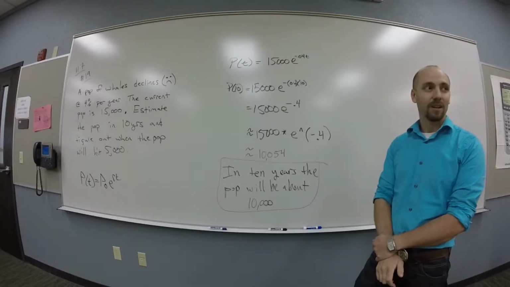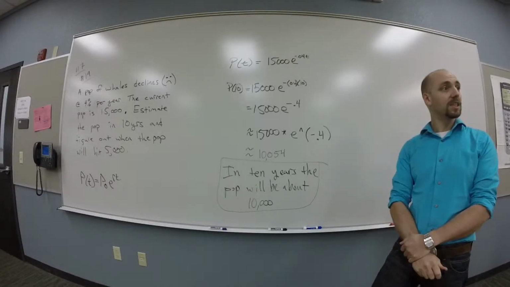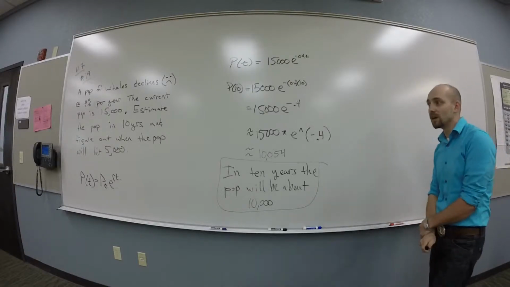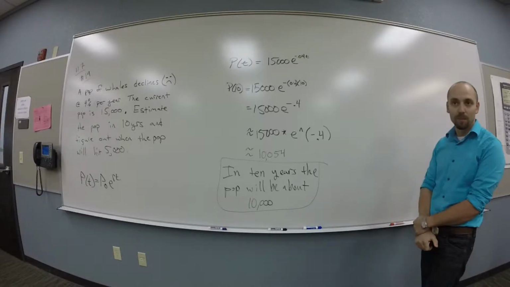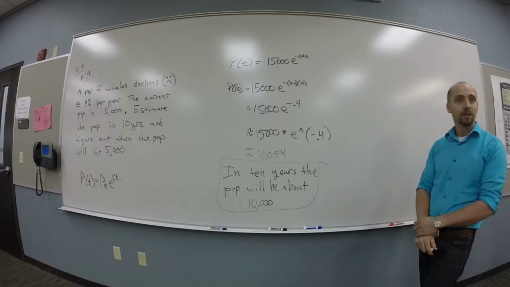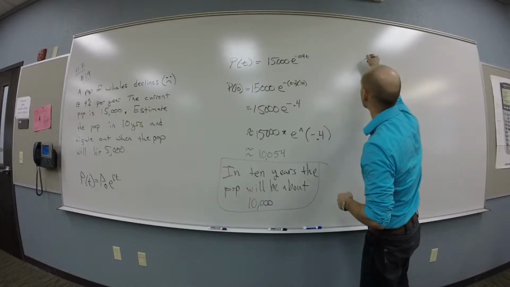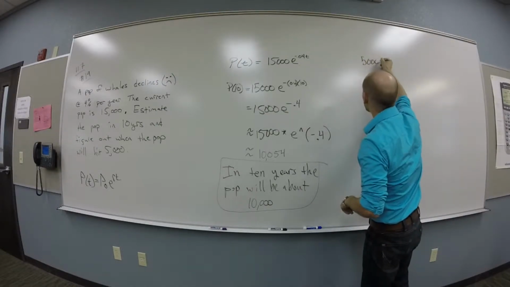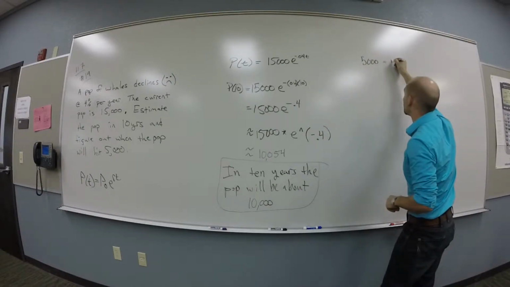Could you just say that then? No, I think we can get a decent number for this. The way we can get a decent number is we're wondering when does the population hit 5,000, right? So I set 5,000 equal to my model.